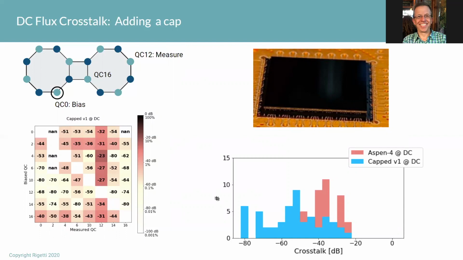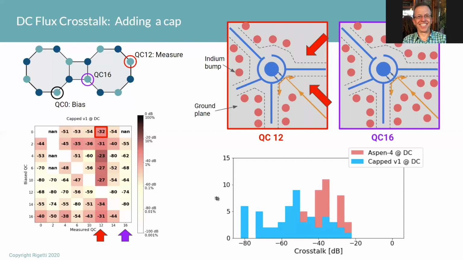And if we look over on the matrix on the left here, what we see is that the measured qubit 12, whichever qubit we drive, we're getting an incredible amount of crosstalk on this particular device, a lot worse than, in particular, qubit 16, which should have the exact same design. So we went and took a look, and actually in the layout, qubit 12 has a different design than qubit 16.